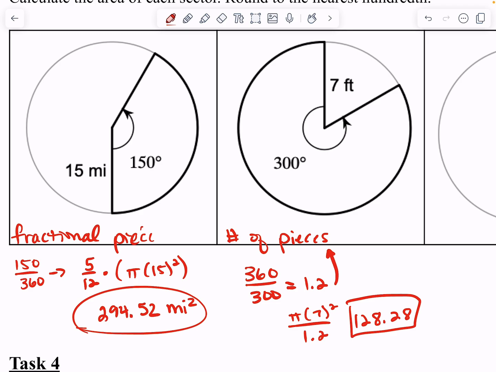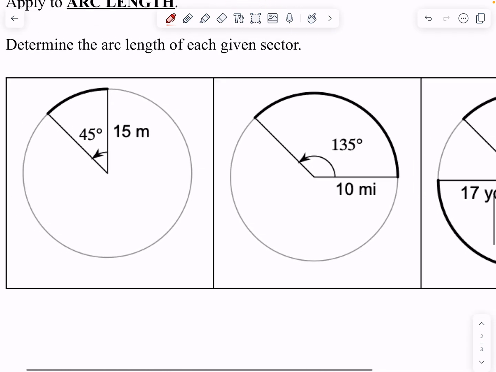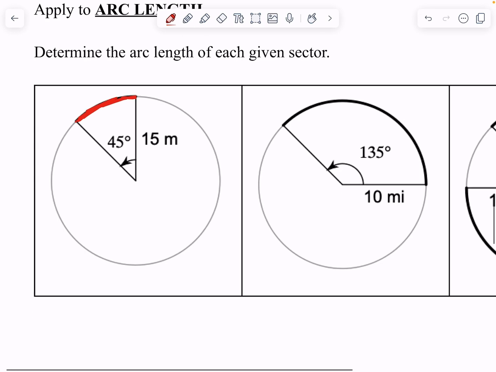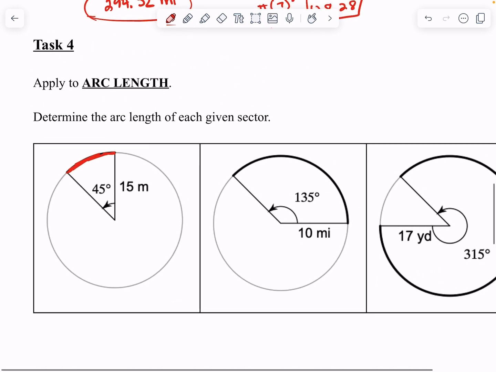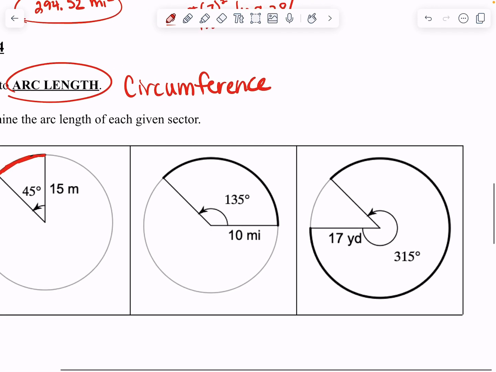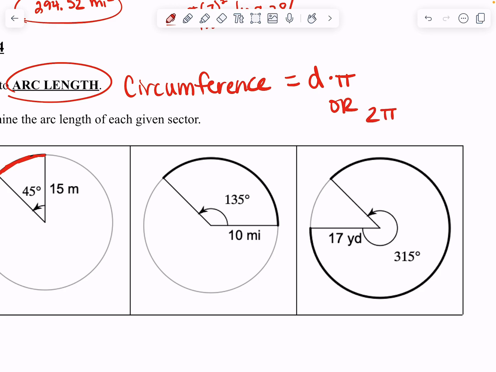Okay, so now we've seen how area works. So when we switch to arc length, remember, when we're finding the area of the sector, we're finding all of this inside part right here. When we switch to arc length, we just want to know this outside rim. Think of it as like how much crust on the pizza is there, right? We just want to know that right there. So that system is almost the exact same, except for when we're talking about arc length, we want to use circumference. So remember that circumference is equal to diameter times pi, or it's equal to 2 pi r.